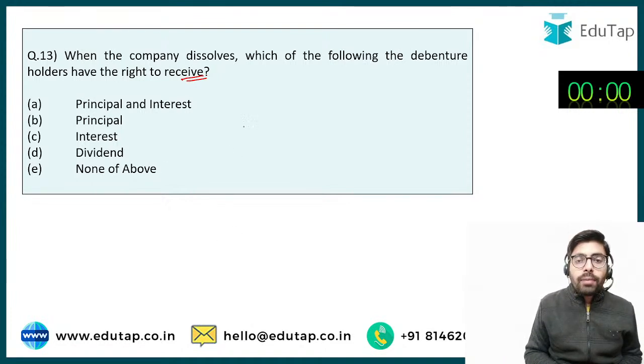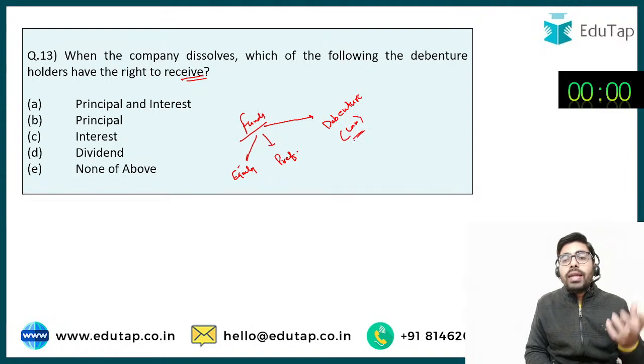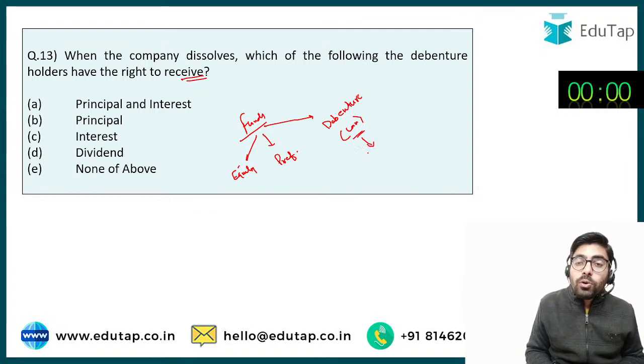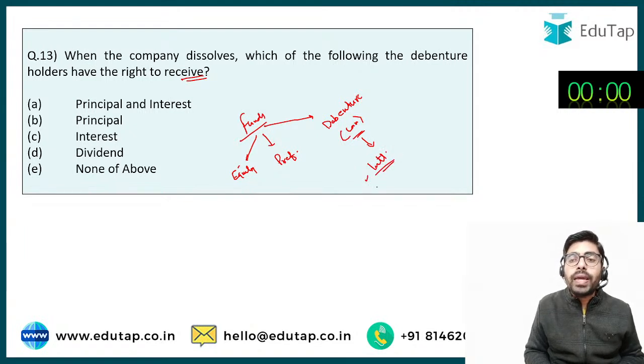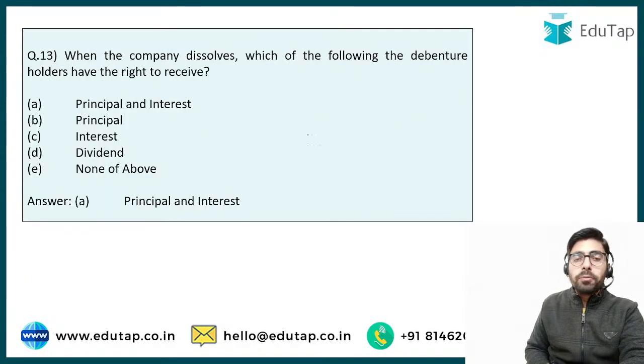Now if I talk about the sources of funds for a company, how the company can raise funds, it can raise funds by equity share capital, by preference share capital, by long-term borrowings, and one of the important sources is debenture. Debenture is basically a kind of loan, a kind of borrowing for the company. So in this particular case, the debenture holders are going to get what? Interest. So it is basically a loan, and on the loan we are going to pay interest, and the principal amount of the loan is also to be repaid. So principal and interest are the basic obligations of the company towards the debenture holders. So clearly the answer is going to be option number A.